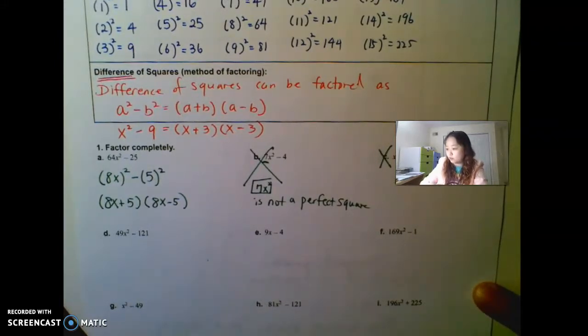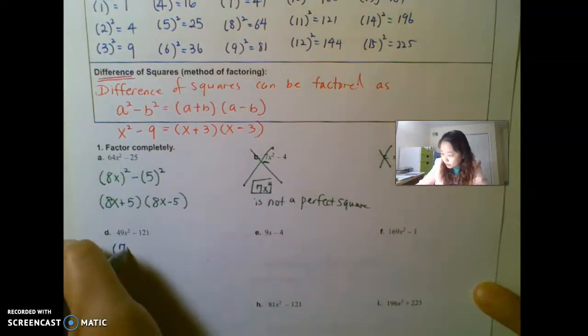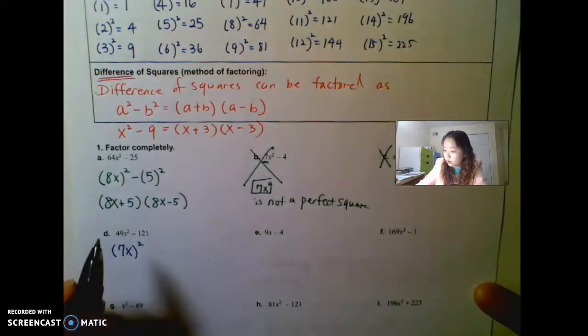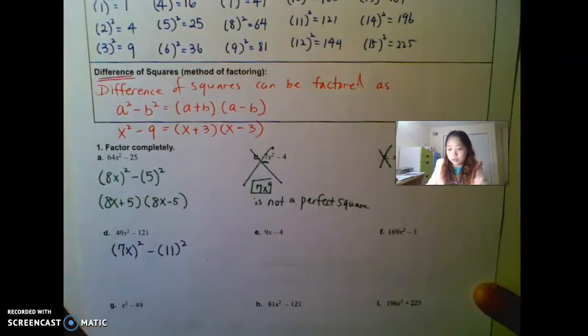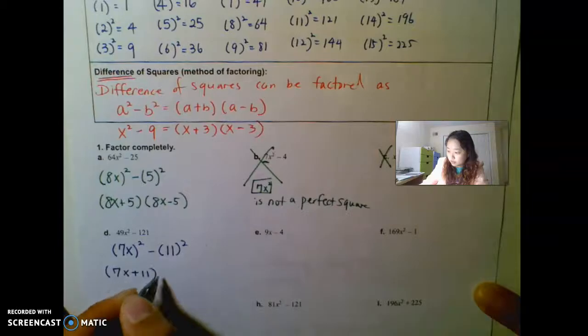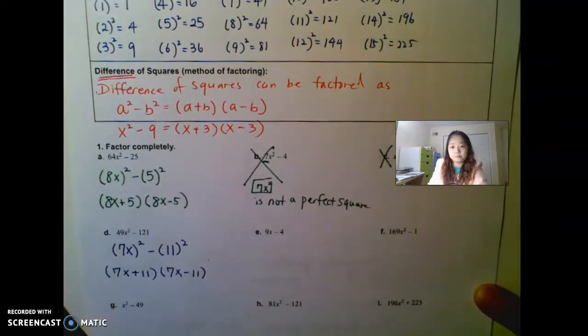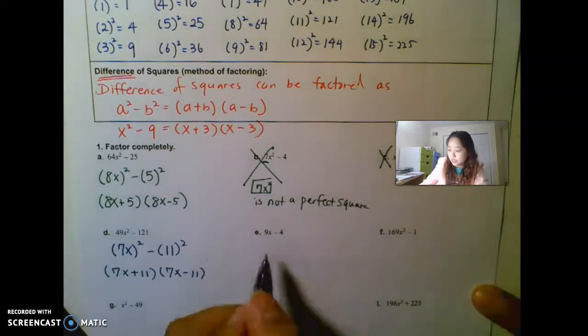49x squared minus 121. Well, I know 49 is 7 squared. So that's 7x squared. So 49 is 7 times 7, x times x is x squared. 121, I see it right up there. That is 11 squared. So those are perfect squares. You can rewrite this as 7x plus 11, 7x minus 11. Good. All right. E, let's do E.